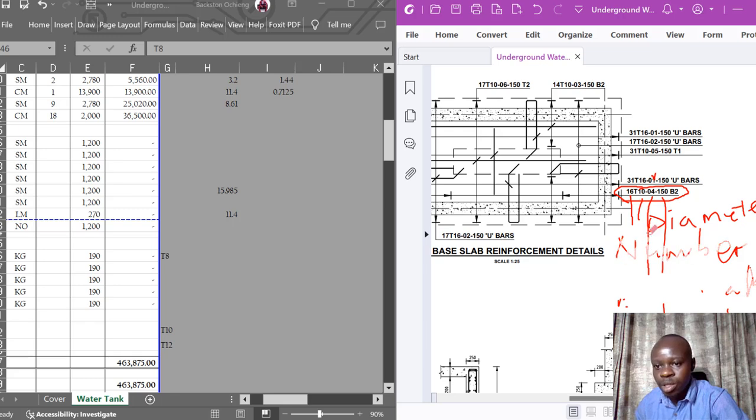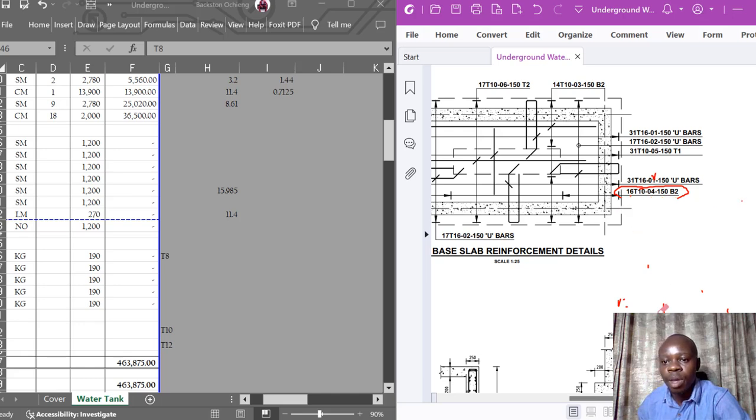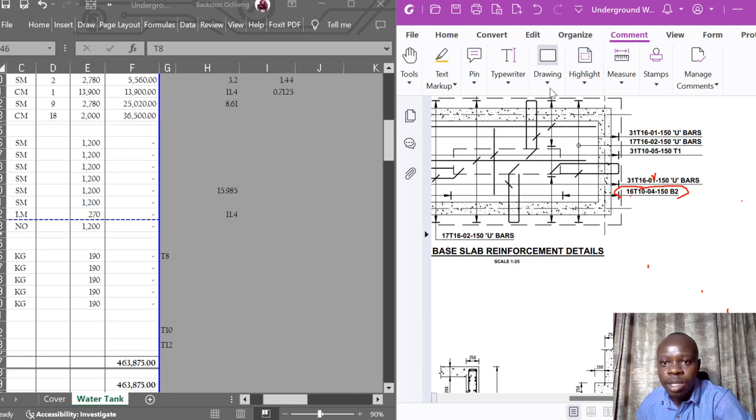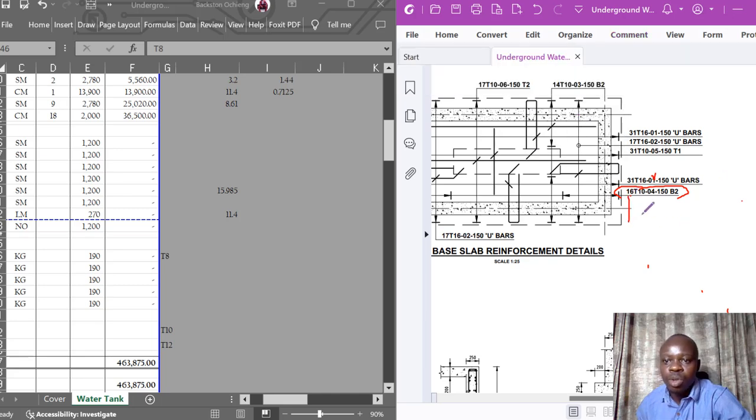All right, so just to reiterate what I've said, 16 means the number, T10 is the size or diameter of that particular reinforcement bar. So 16 is the number of the bars. Then 10 stands for the diameter of the bar.